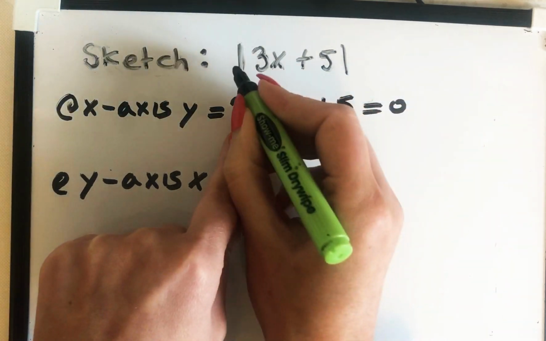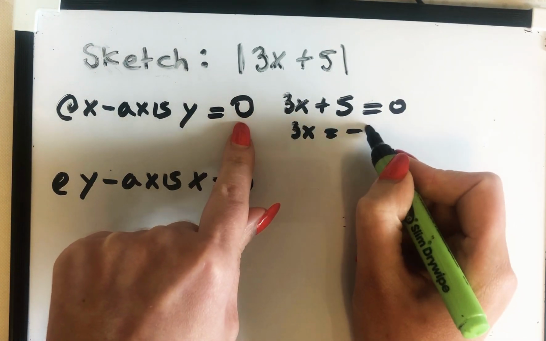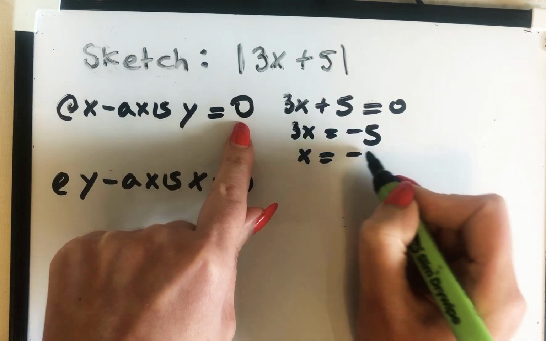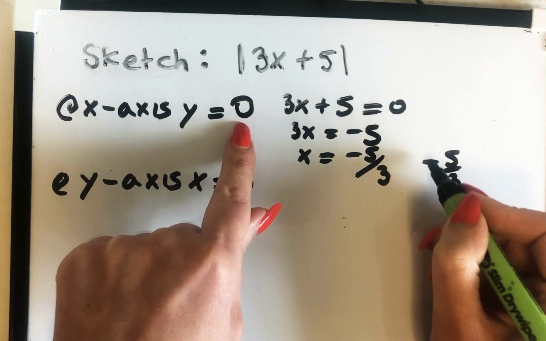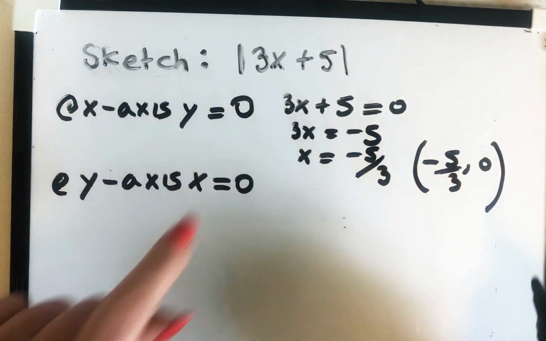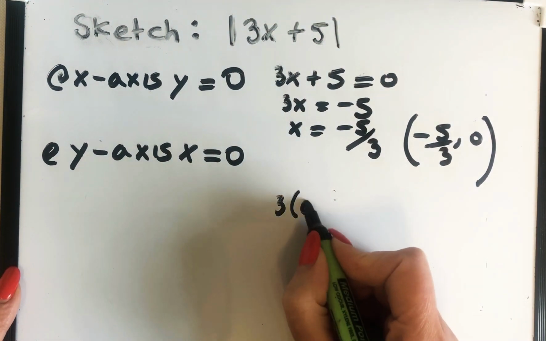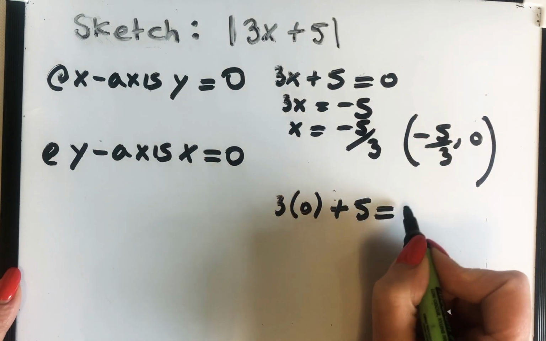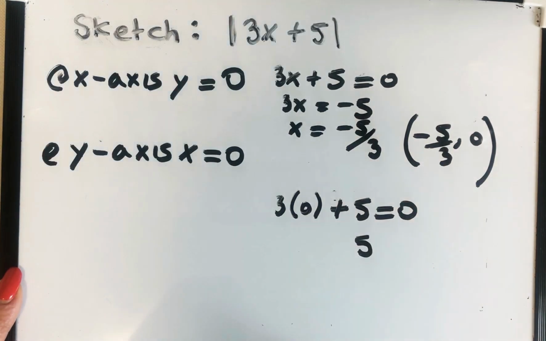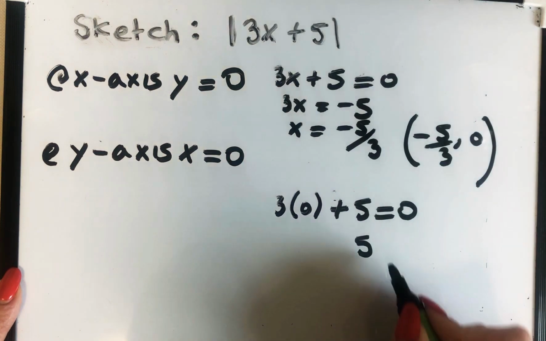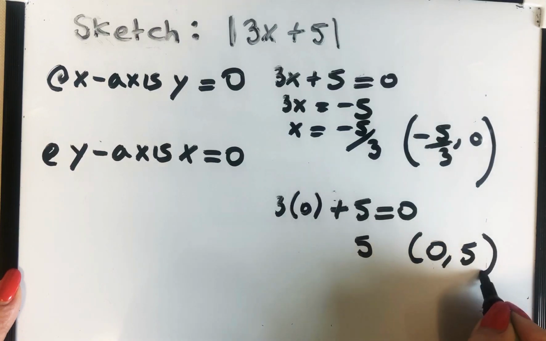We always take out the modulus when we're solving, and we get a value for x here. So 3x is equal to negative 5. So x is equal to negative 5 over 3. So that implies that the graph is cutting the axis at this point. And then at the y-axis, x is 0. So let's substitute in 0 for the x. So we get 5. That means that the graph is cutting at 5 on the y. So this implies we have 0, 5.